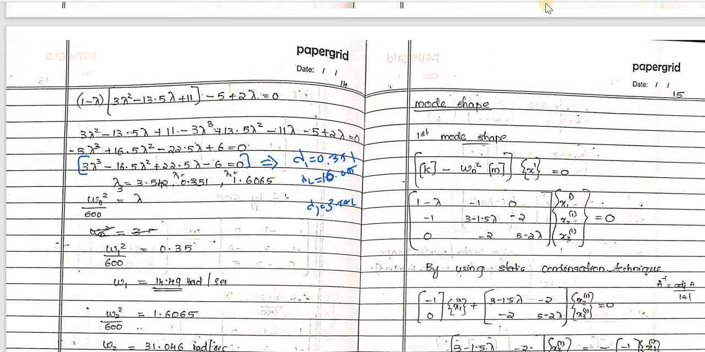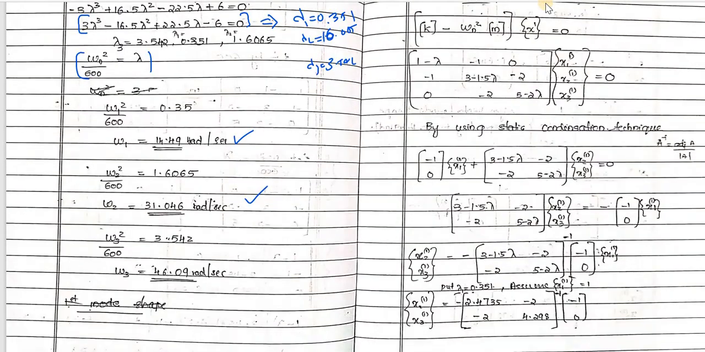Next is lambda 3. So I found out lambda. Now I need to find out omega. Omega is our main value. We have assumed that omega square minus by 600 is equal to lambda. So we can substitute lambda 1 and find out what is omega 1. Then similarly omega 2 and similarly omega 3.